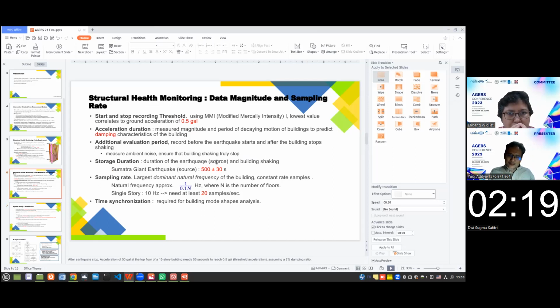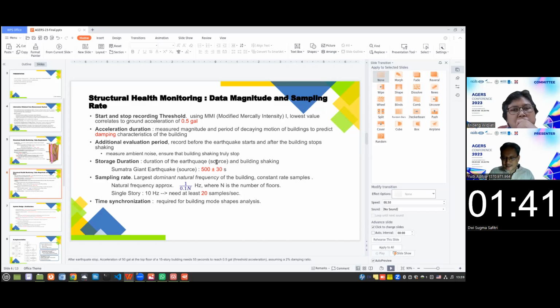It runs all the time, and when an earthquake is detected, it starts noting the time. When the shaking of the building stops, we note the time, and then we cut the data from 30 seconds before the earthquake starts to 30 seconds after the building stops shaking. This data will be sent to the server through our gateway.